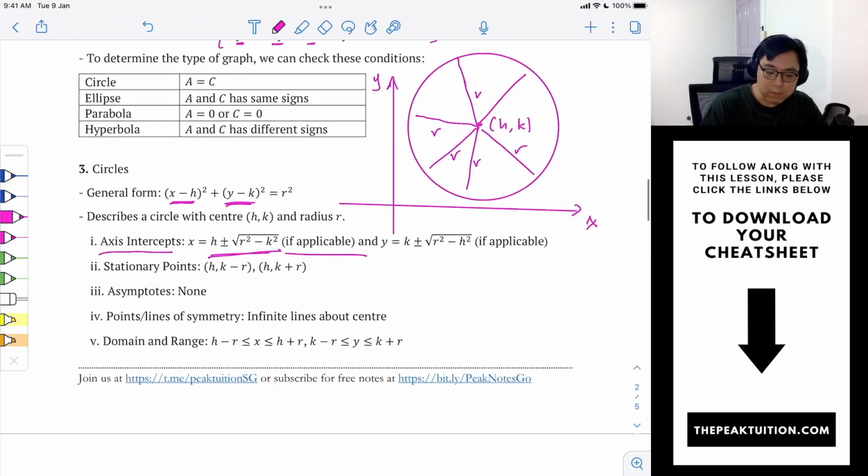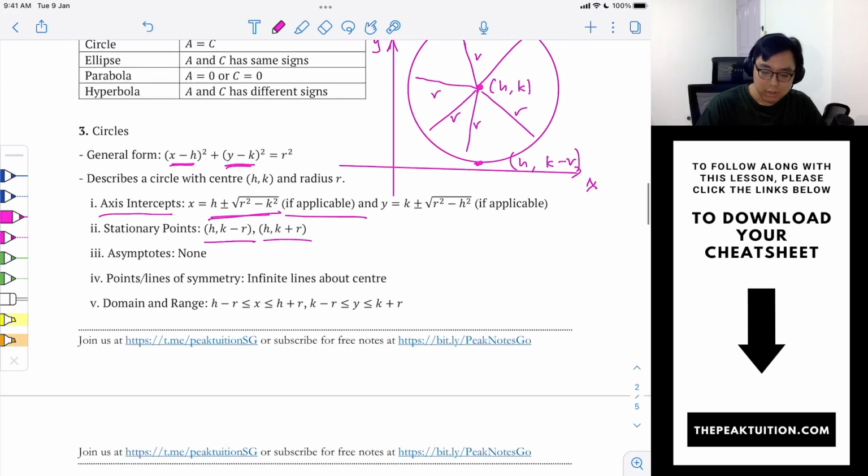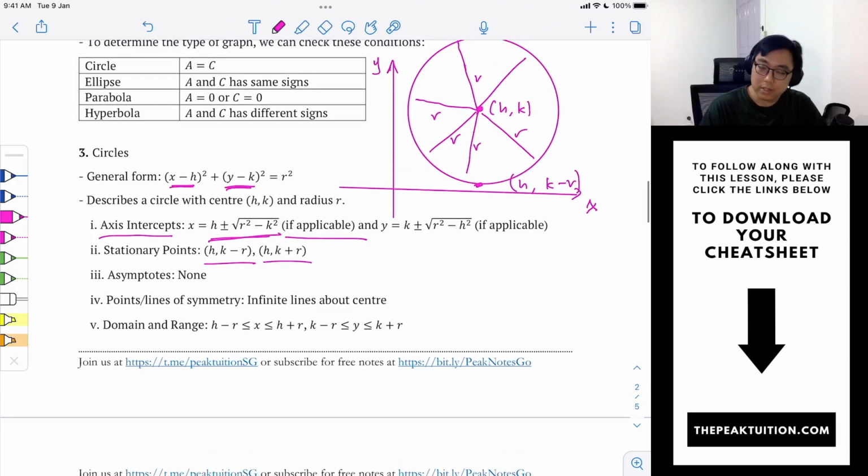For stationary point, it goes without saying that it is (h, k − r) and (h, k + r), because it's a circle. The circle with radius r. So if the center point is (h, k), then the stationary point on top will be (h, k + r), right? And the bottom is (h, k − r). Okay? So yeah, that's for stationary point. Because it's a circle, there's no asymptotes, because it doesn't approach any value specifically. And because it's a circle, you can cut it in any way as long as it cuts through the center, you have a line of symmetry. You can cut it in any way as long as it cuts through the center.